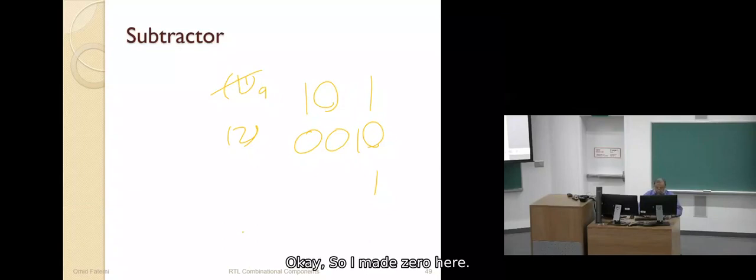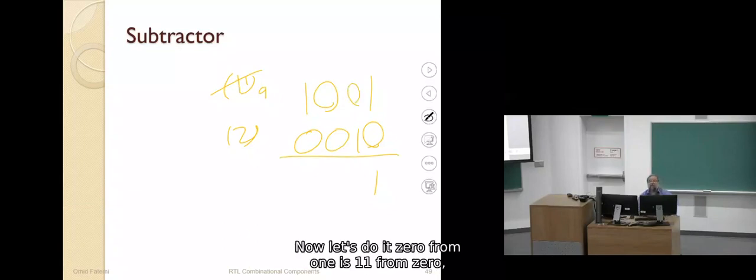Okay. So I made 0 here. Now let's do it. 0 from 1 is 1. 1 from 0, we should get something. So we should get, for example, it became 10, and we can add 1 here or decrement from the top. 1 from 10 is 1. Now we have 1 here. 1 from 0, it doesn't work.